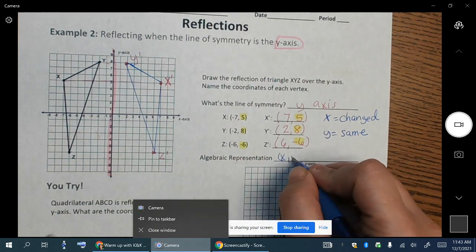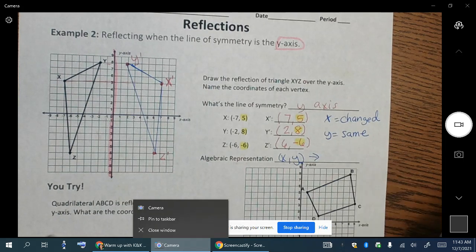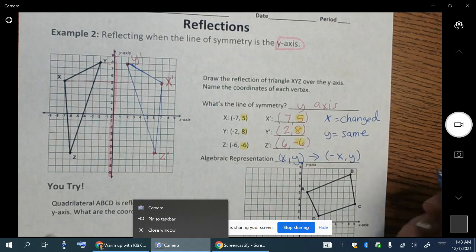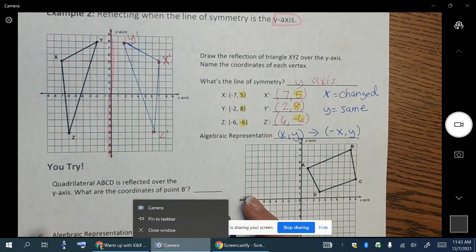So our algebra is negative x, y. So just remember, flipping over the y, y stays the same. If you flip over it, it stays the same, and the other one changes. Everybody good?